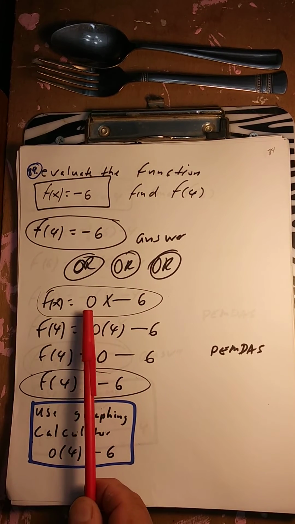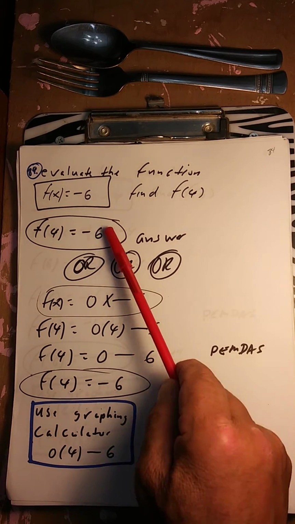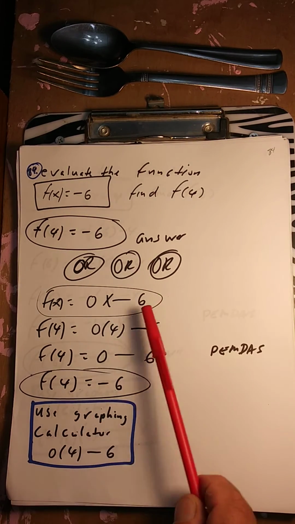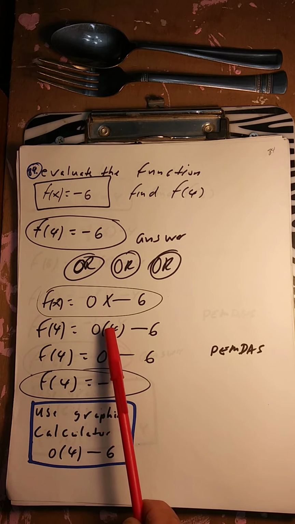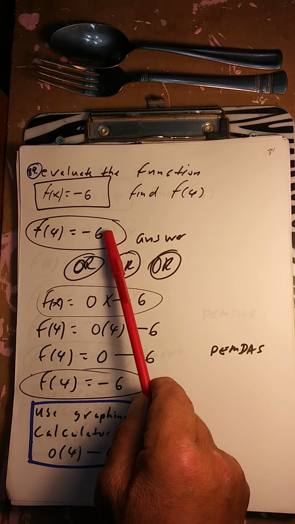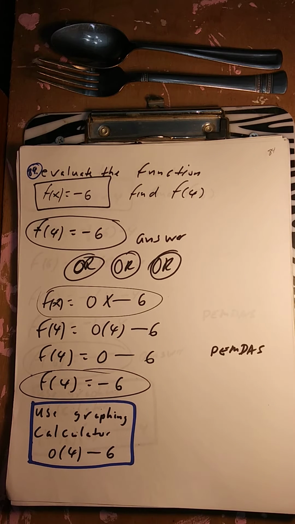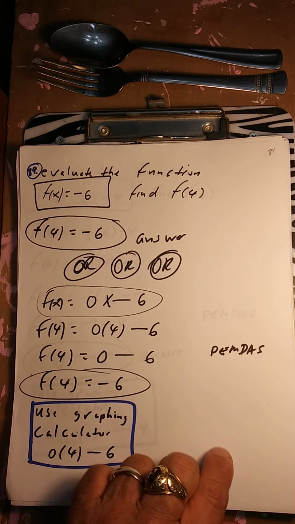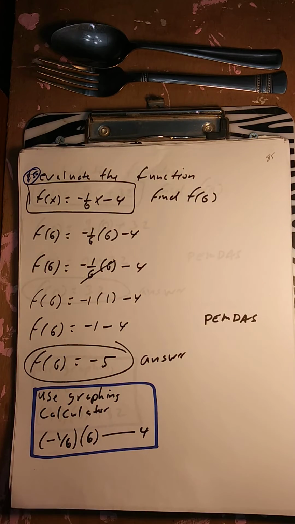Or think of it another way. This is like saying you have 0x minus 6. The same thing, these are the same. So now, if you put a 4 in there, guess what? That's going to be 0 times that, 0 minus 6. It's still going to be negative 6. No matter what happens, it's always going to be negative 6 for this one.